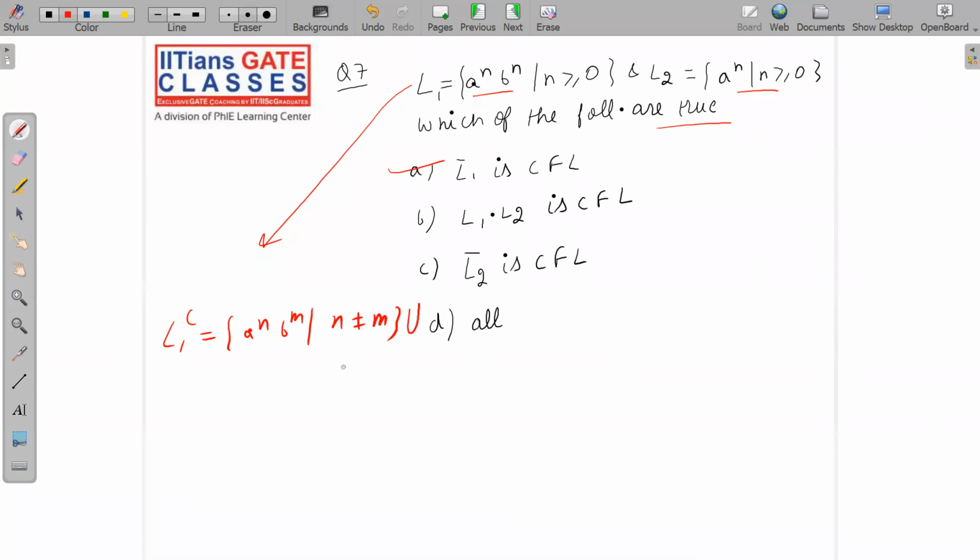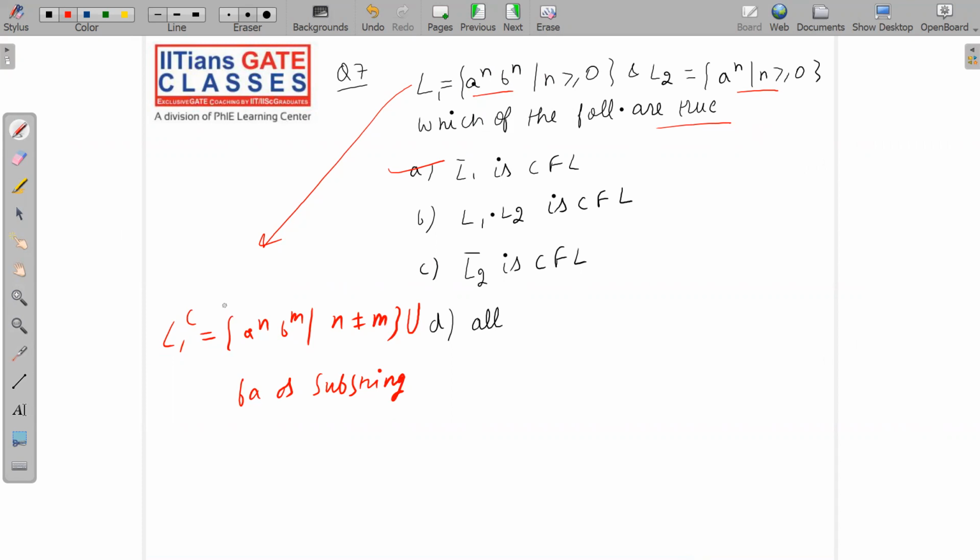Also, it will contain, so I am writing union, strings in which A's are followed by B's, so in this language there is no string in which we have B, A as a substring. In this language, there is no string over A and B which has B followed by A. So you have to write B A as a substring also.